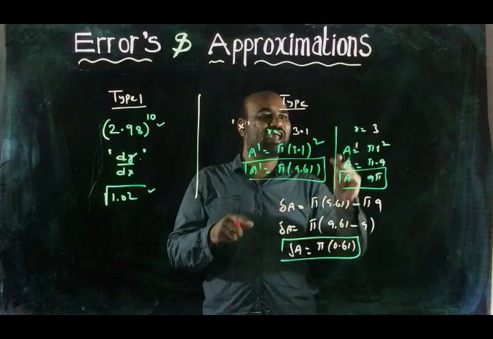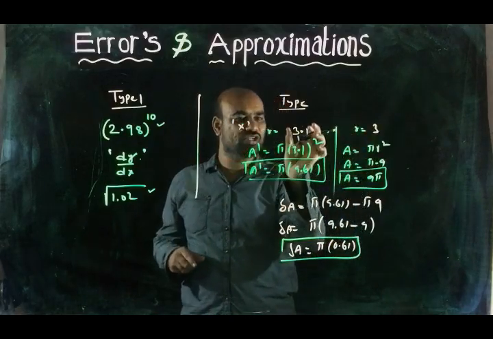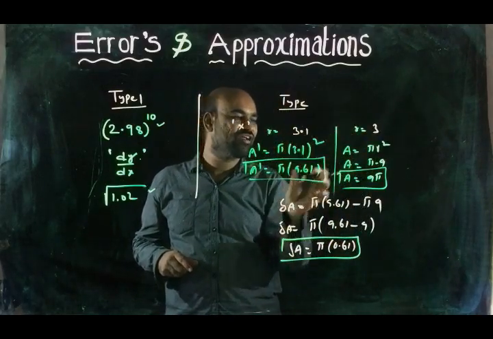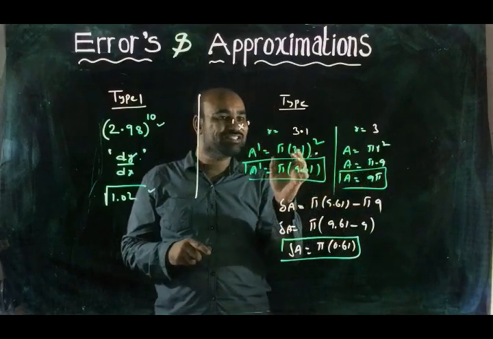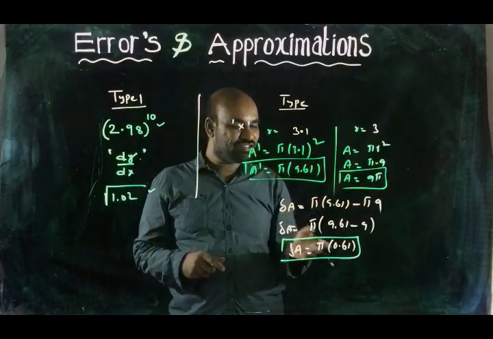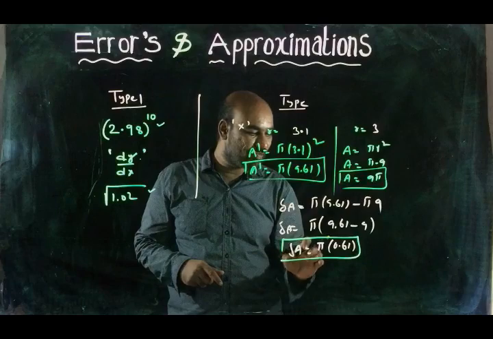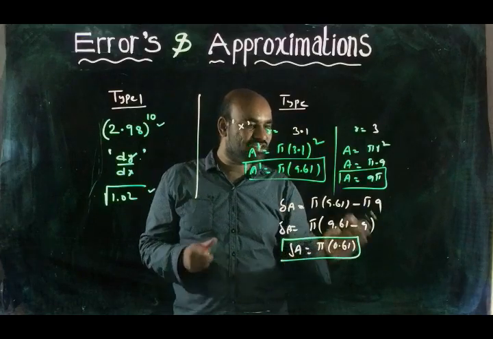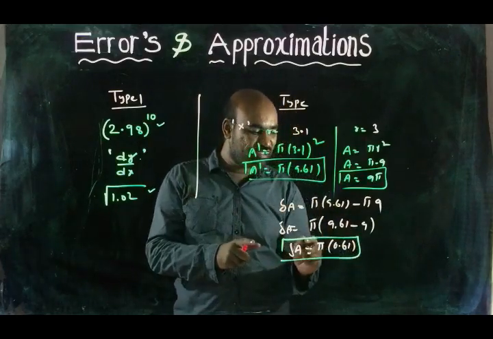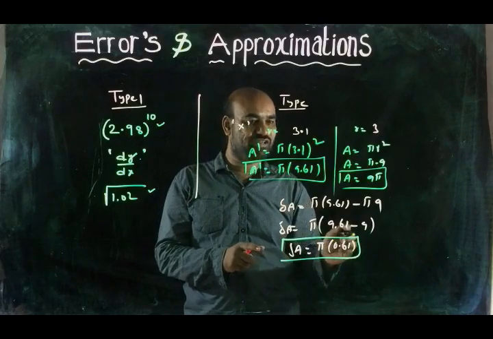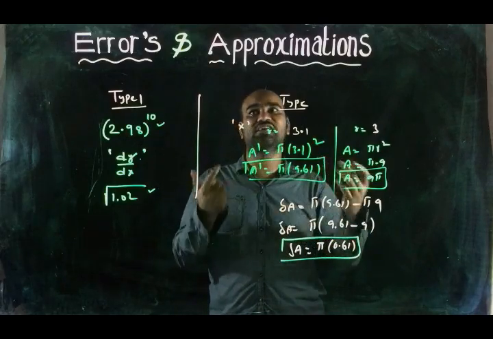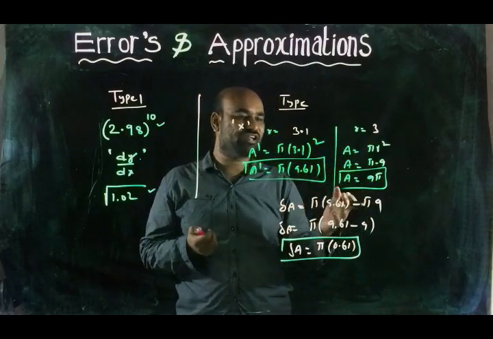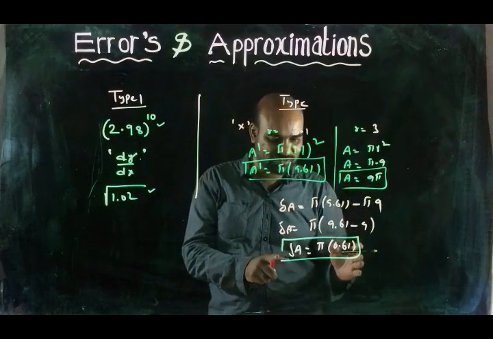Error in A means error in area. So what happened here? Actual radius should be 3. He took 3.1. He got some area. This is the actual area. What is the error in area? Error in area is equal to pi times of 0.61. Here, without using any dy by dx or differentiation concept, you got the result.